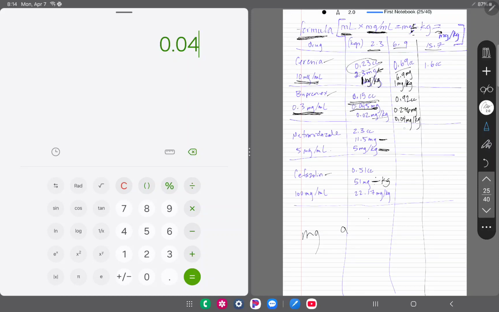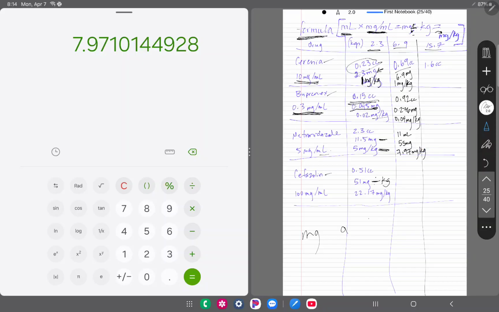All right, metronidazole. Let's say I gave metronidazole to a 6.9 kg animal, and let's say I gave 11 mils. All right. So if I take mil times mg per mil, the concentration that's on the bottle, I'm going to get 55 mg. And then I'm going to take my mg divided by kg to get mg per kg. So that is 6.9 kgs. So that's 7.97 mg per kg. And that's still an okay dose.